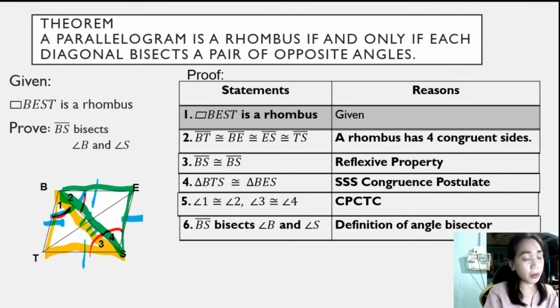Okay? So, ibig sabihin lang nito, let's say, the measure of this angle is 80 degrees. Same with this angle, 80 degrees, because the opposite angles are congruent. So, since meron kang diagonal which binisect yung angle natin, therefore, you have angle 1 measuring 40 degrees, and you have angle 2 also measuring 40 degrees. Okay, so let's have the example on this theorem.